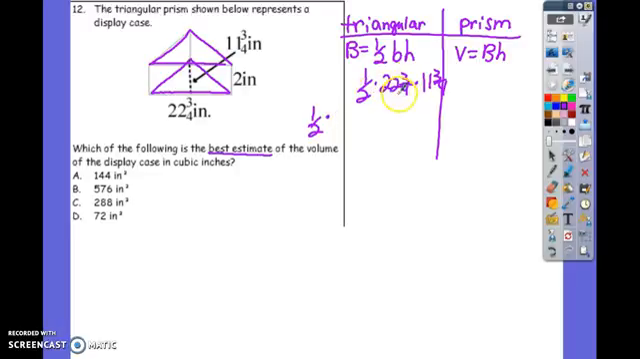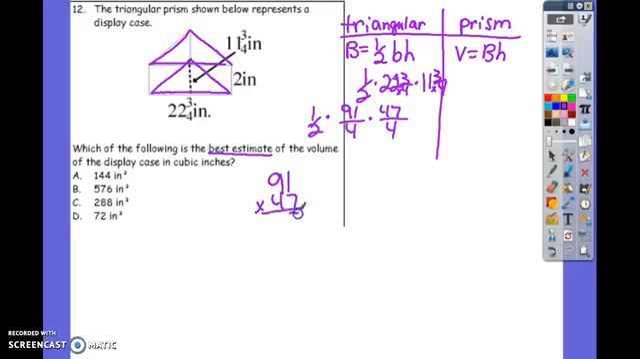22 3/4. 4 times 22 is 88 plus 3 is 91. So you get 91 over 4. 4 times 11 is 44 plus 3 is 47. So I have 47 over 4. So I'm going to need to multiply. So let's do 91 times 47.